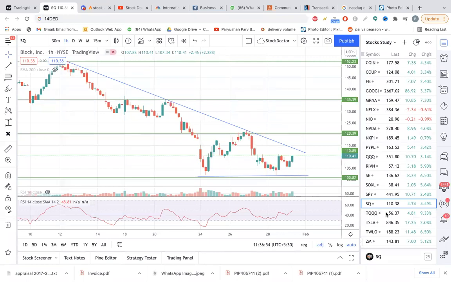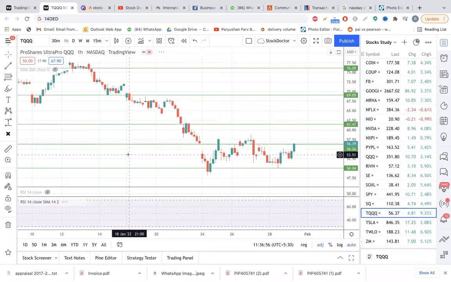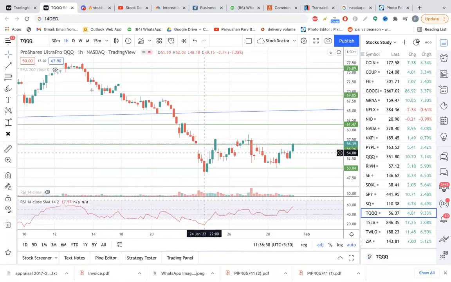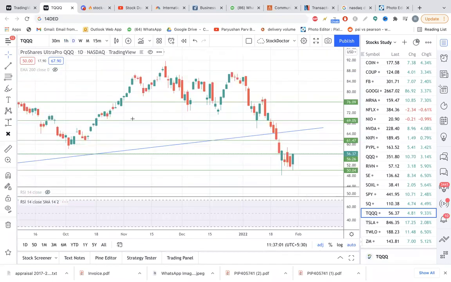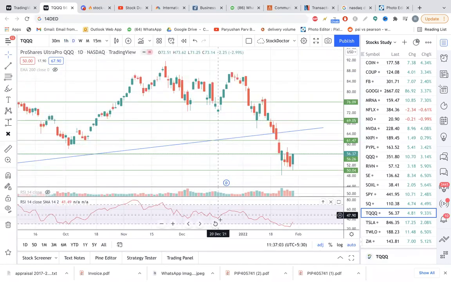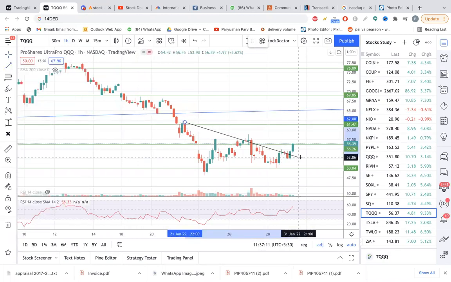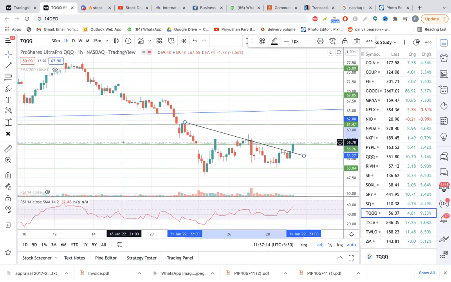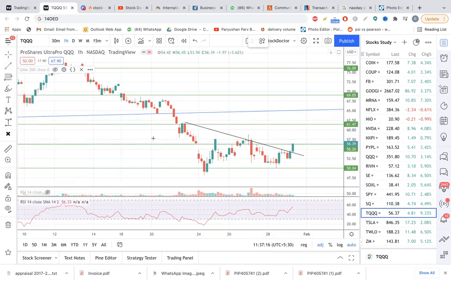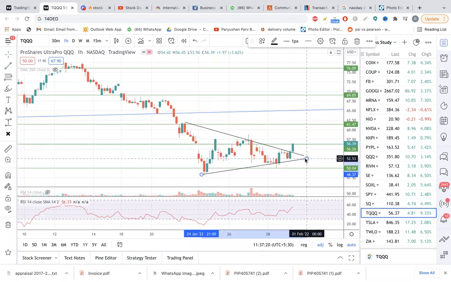The next stock we have is TQQQ. TQQQ also has the same thing. You can see here, it has very good support around $50, right? And on the hourly time frame, it has given a kind of breakout. This all happened in the last hour on last Friday, the power hour, and a lot of stocks and indexes also went up from here. Now we just need to see if it is sustaining.